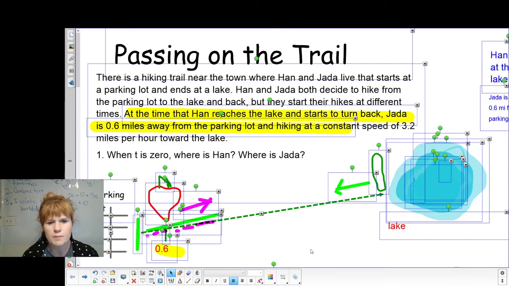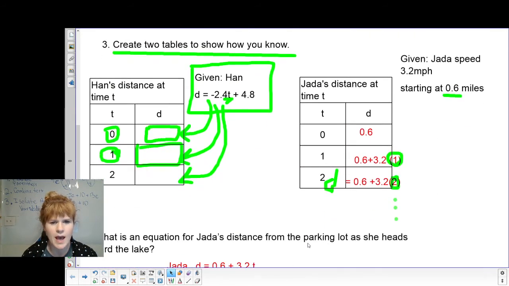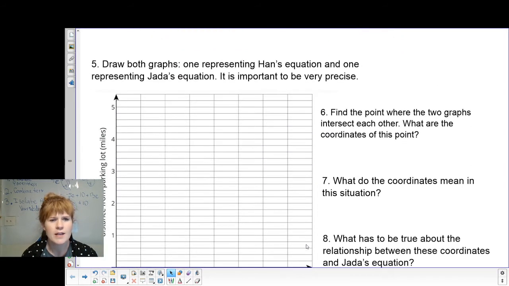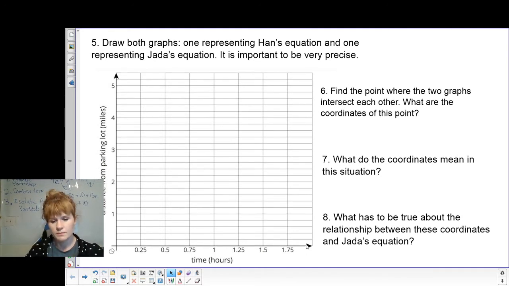Let's keep going with the problem passing on the trail. I left you abruptly at the graph, and I said, hey, you guys can do this, right? Well, now you need to check your work. Draw both graphs, one representing Hans' equation and one representing Jada's equation. It is important to be very precise. That's right, I'll be checking you for accuracy.